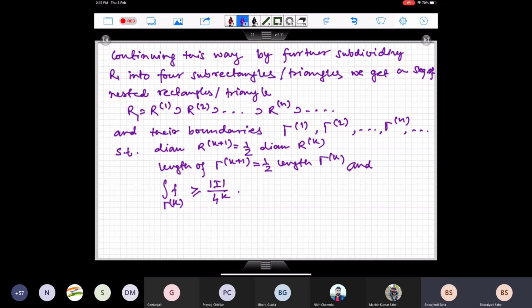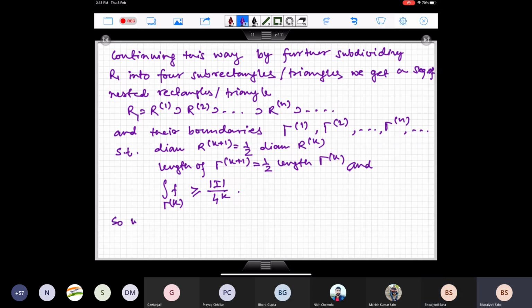Yes, have you studied Cantor intersection theorem or not? Yes, sir. So what do I get when I have this nested sequence of rectangles or triangles like this? A single point. Yeah, so if we take the intersection, then the intersection is going to be non-empty and is going to have one unique point. Here the uniqueness is not going to be very useful, but nevertheless we are going to get one point in the intersection.